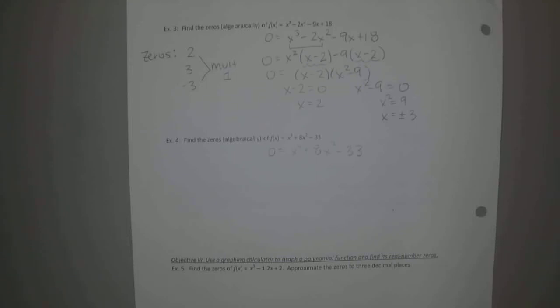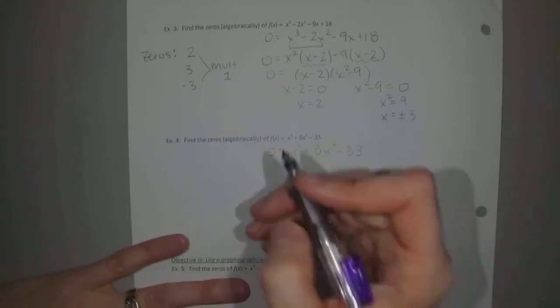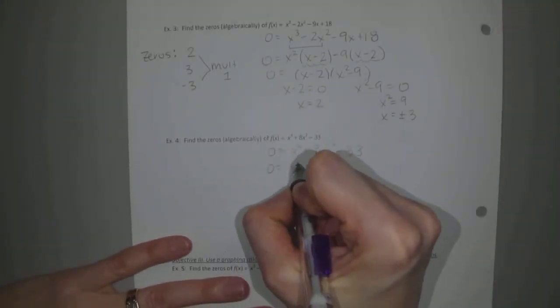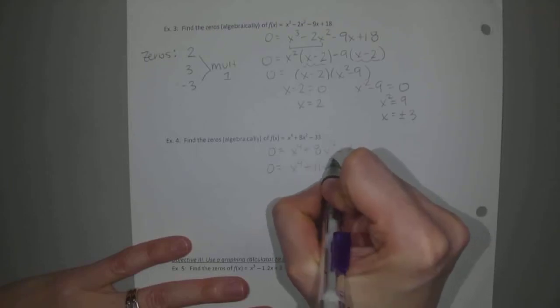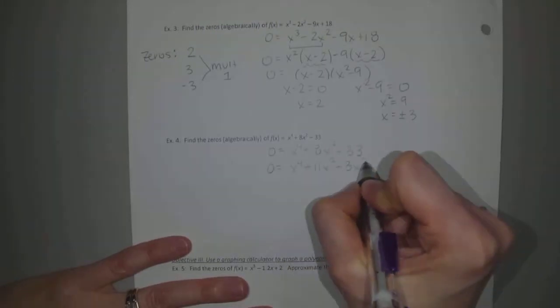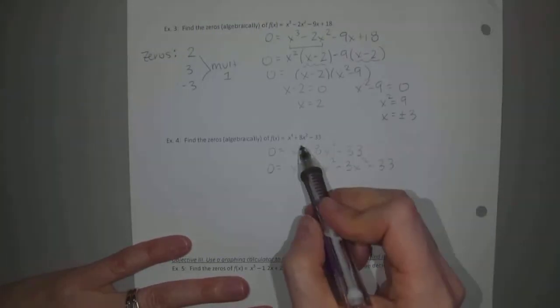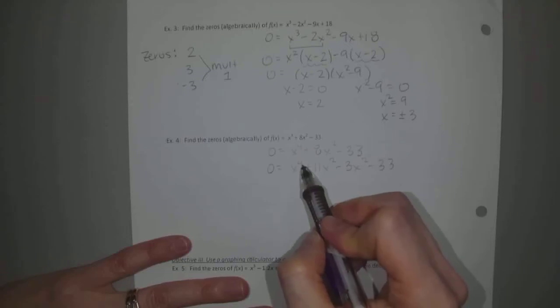11 and 3. Because 33 only splits up two ways, 1 and 33, that's not going to get us to 8, and then 3 and 11. What combination gets us to a positive 8? The 11 is positive, the 3 is negative, okay? So I'm going to write this as 0 equals x to the 4th plus 11x squared minus 3x squared minus 33. So notice I kept the first term as the same degree.